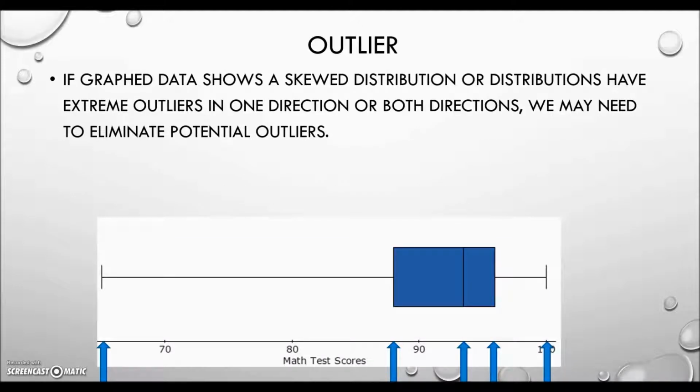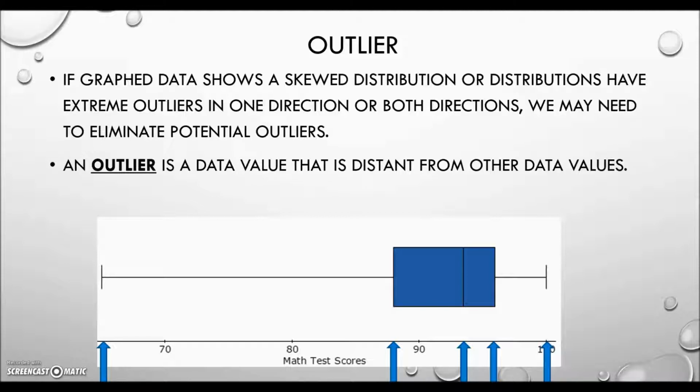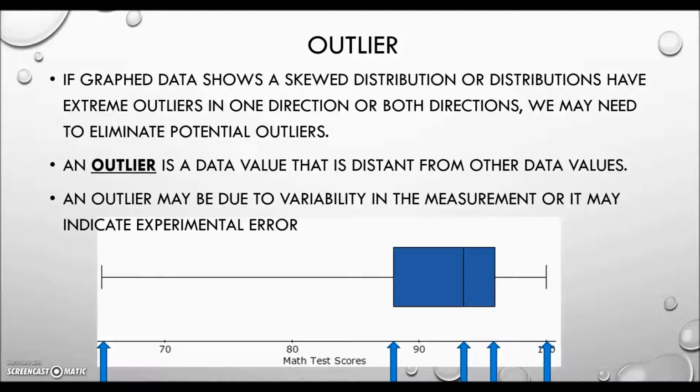If graph data shows a skewed distribution, or distributions have extreme outliers in one direction or both directions, we may need to eliminate potential outliers. An outlier is a data value that is distant from other data values. An outlier may be due to variability in the measurement, or it may indicate experimental error.